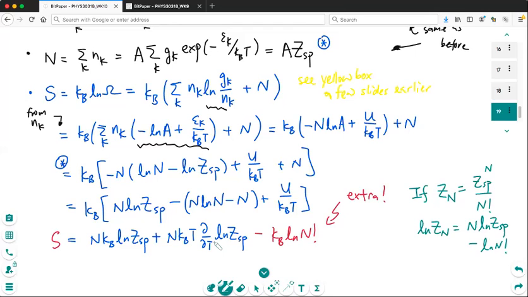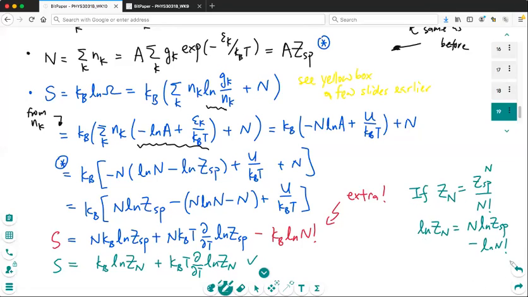Okay, so if I write it like this, then I can write it in terms of Z sub n plus kb t. Okay, so this is the result. Okay, and it's consistent. Okay, so the justification really is this.